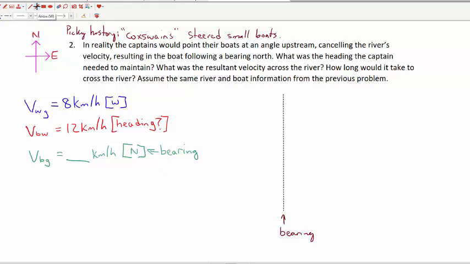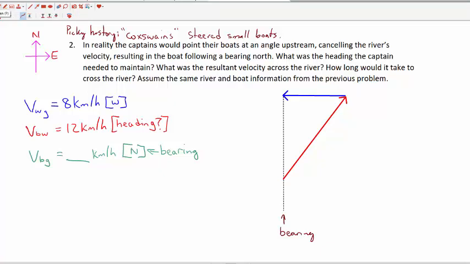So how I like to think of it is, I know the water is traveling at 8 kilometers an hour towards the west. If that's the case, how fast do I need to go to correct for that? Well, it kind of depends on my angle and how fast I go. If I'm going to be traveling at 12 kilometers an hour, I would make sure that my line here was 50% longer if I was doing it to scale, and I would add it like this.